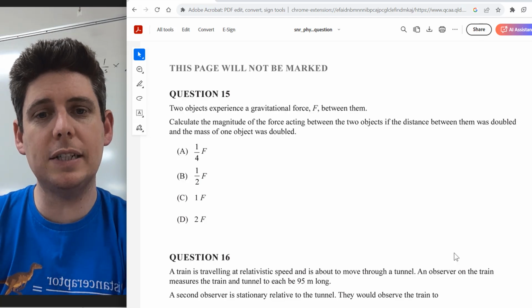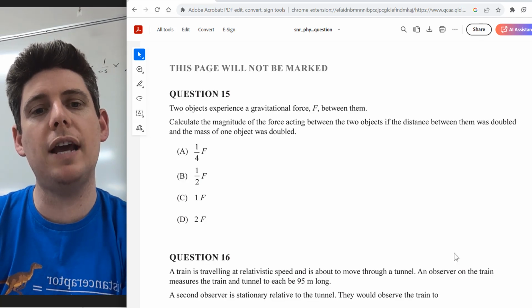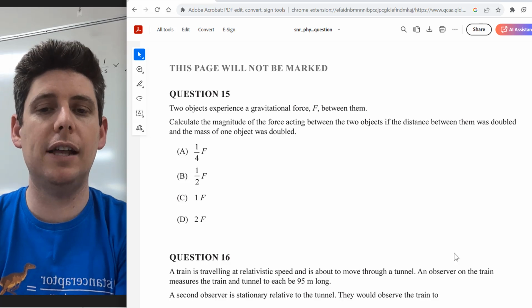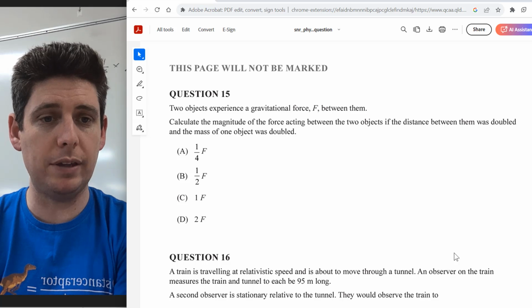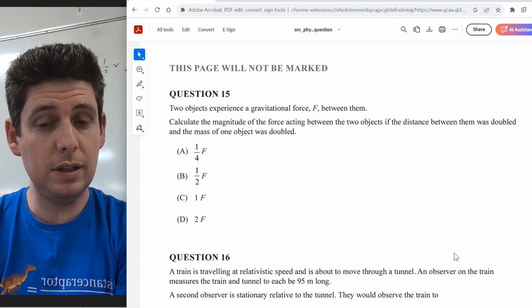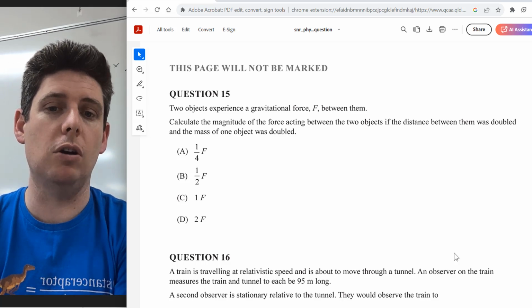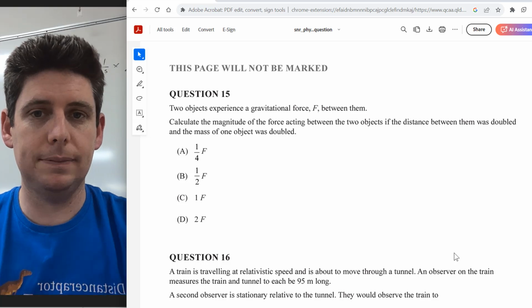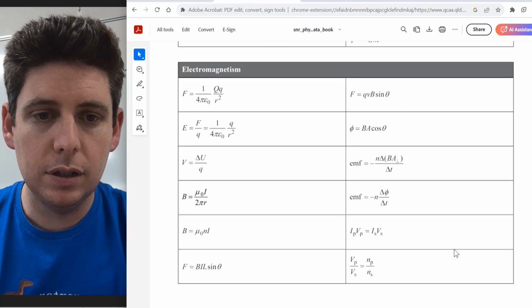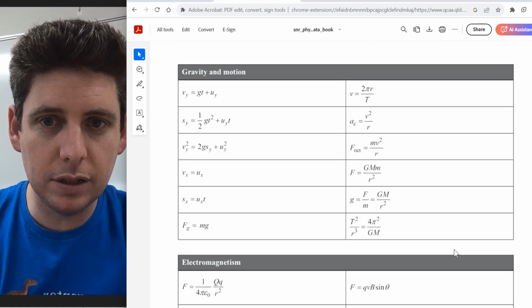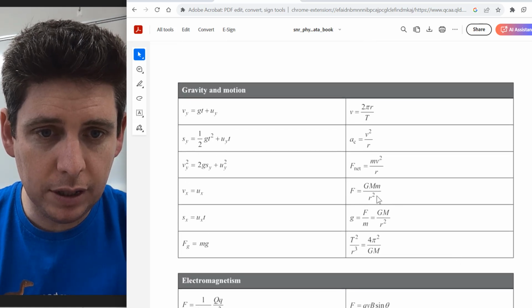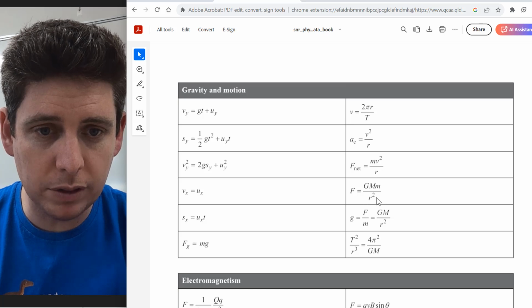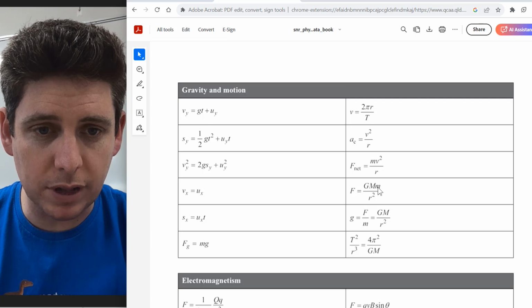15. 2 objects experience a gravitational force F between them. Calculate the force acting between the objects if the distance between them was doubled and the mass of one object was doubled. Alright, so are there any formula sheet formulas? So we've got this formula here. The distance between them, r, was doubled, and one of the masses was doubled.